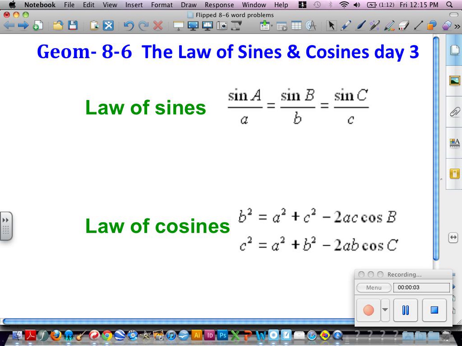Hello, geometry students. We're continuing to work on section 8-6, which deals with law of sines and cosines. And today our focus is on word problems.